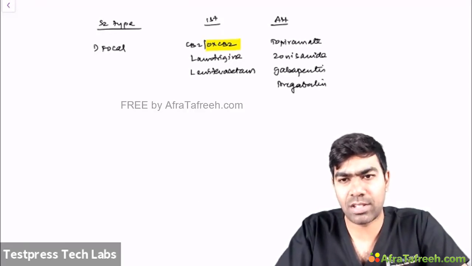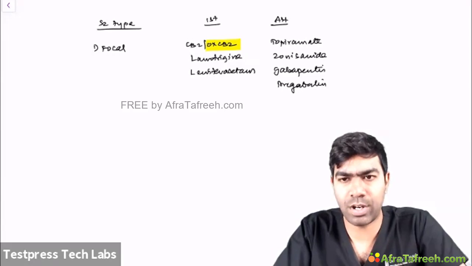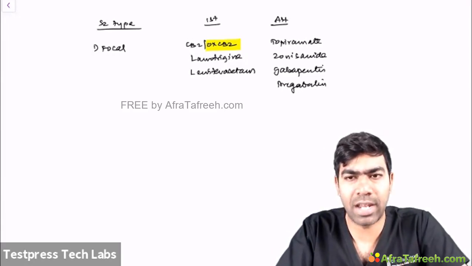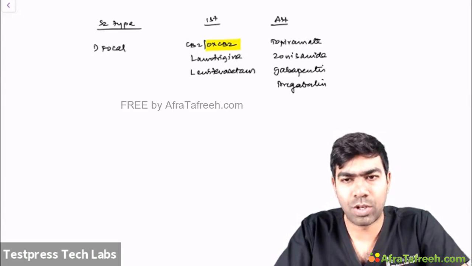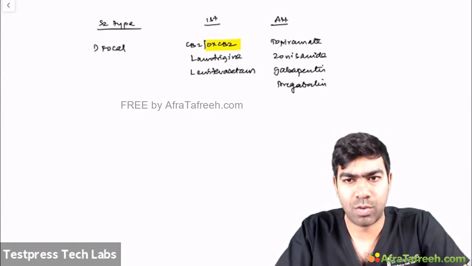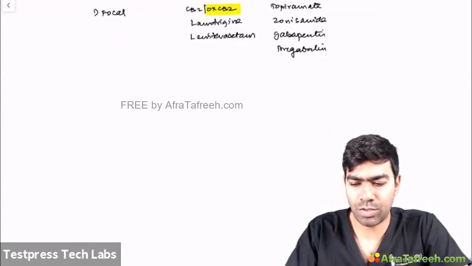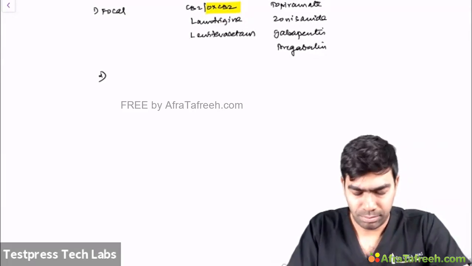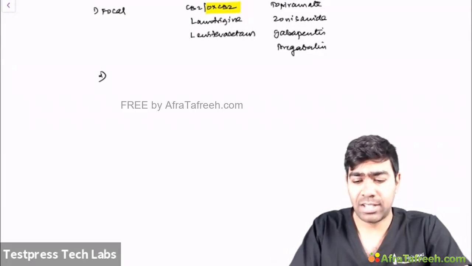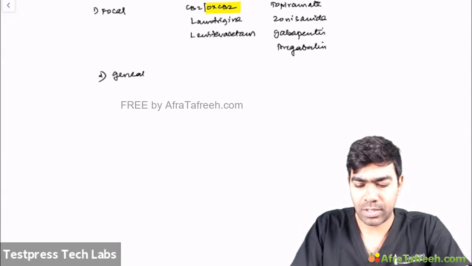So one drug, if they ask you which you should not use, I will go for phenytoin, because there is considerable evidence that phenytoin use in focal seizures may actually worsen the focal seizures rather than curing it. So you don't use phenytoin for sure. Second is generalized seizures. You have different types of generalized seizures.